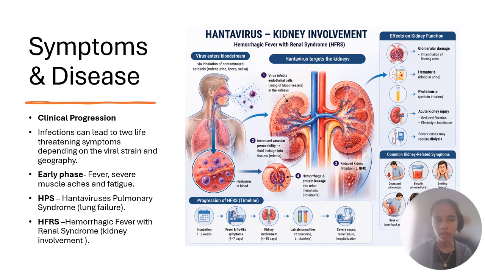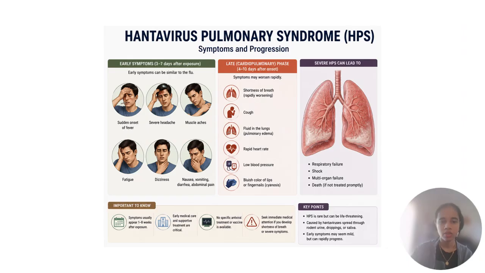In Europe and Asia, hantaviruses more commonly cause hemorrhagic fever with renal syndrome, called HFRS. This primarily damages the kidneys and blood vessels. Because both conditions can escalate within just a few days and can lead to organ failure, early diagnosis and immediate medical care are very important for survival. This is how the symptoms progress in hantavirus pulmonary syndrome. You can see here the early symptoms, the late symptoms, and then the severe ones.